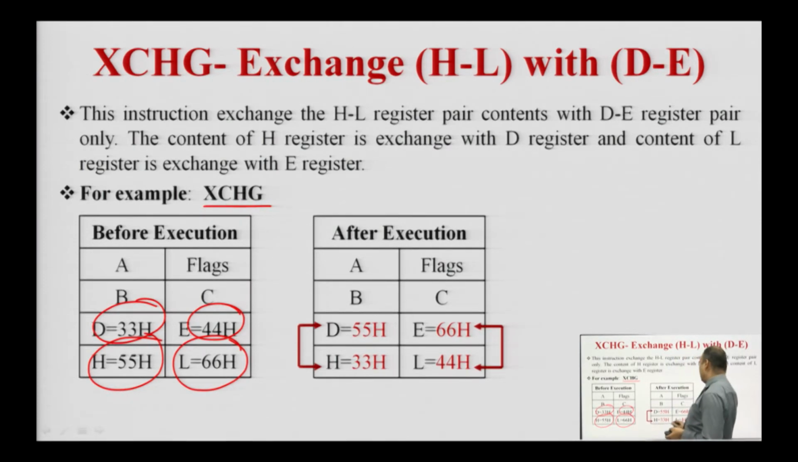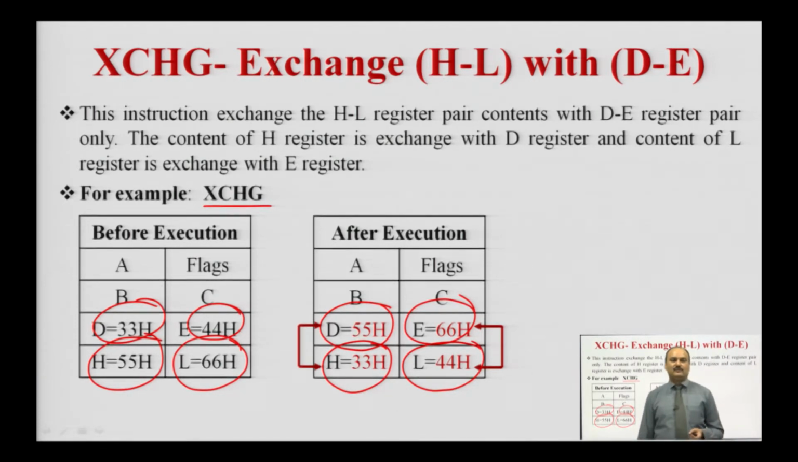See, the content of H becomes 33H and the content of L becomes 44H, while the content of D register becomes 55H and the content of E register becomes 66H. This way the processor will exchange the content of the HL register pair with the DE register pair. If you want to exchange a 16-bit number between two register pairs, we use XCHG instruction. Whenever microprocessor executes this instruction, it will exchange the content of HL register pair with DE register pair and DE register pair with HL register pair.